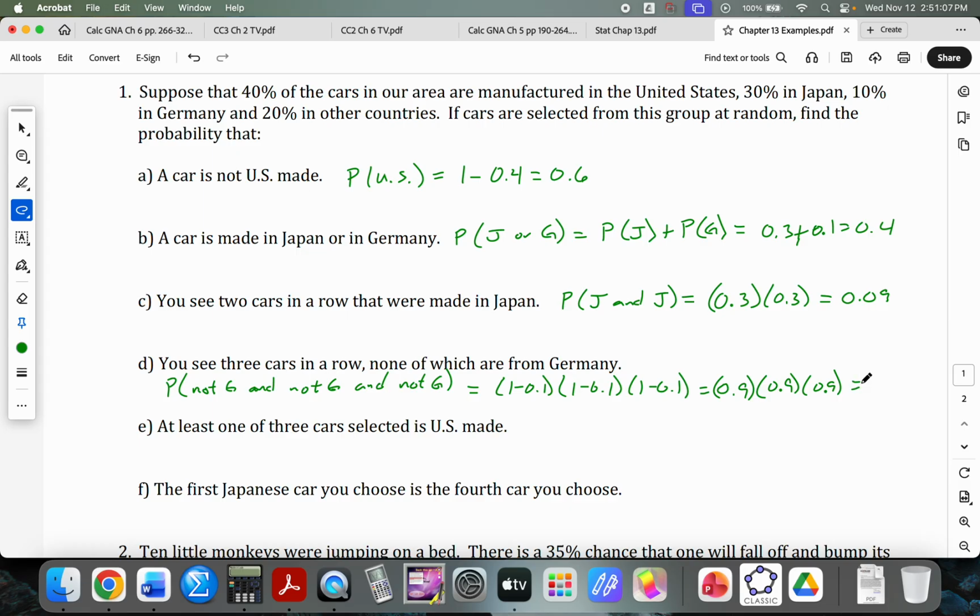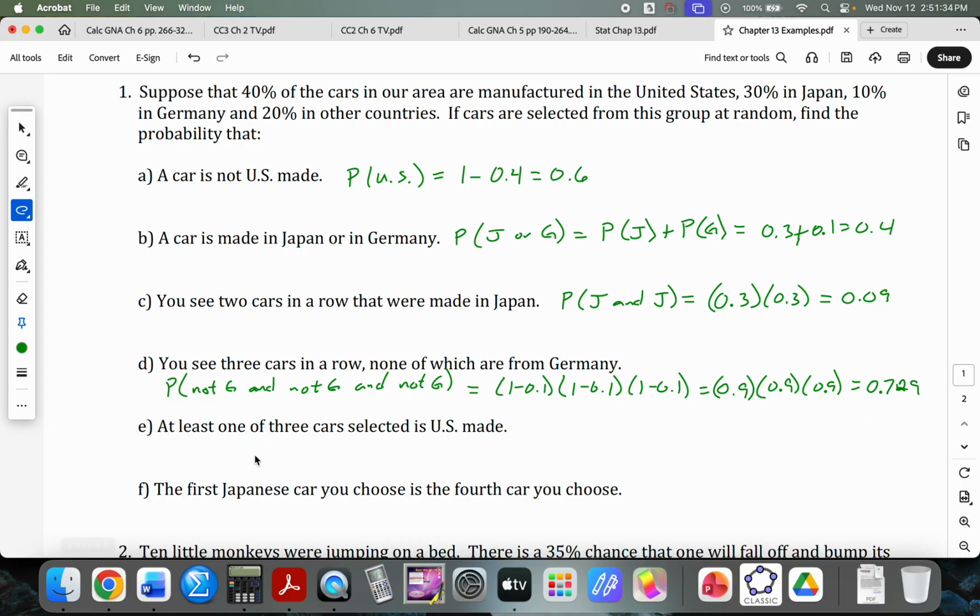I don't know what that is. Yep, 0.729. So that's relatively good odds that you'll see 3 in a row that aren't from Germany. But German cars are fairly rare in this particular setup.